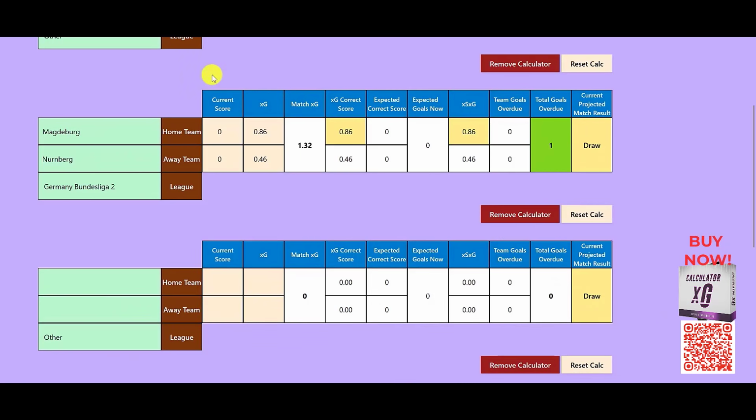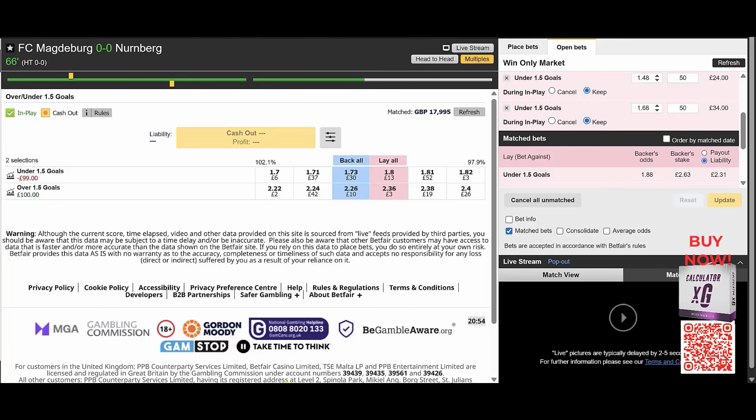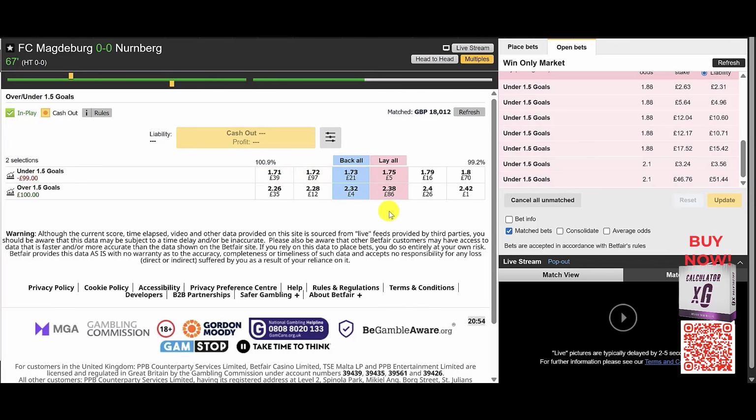So we're in the 65th minute. Just to show you, I've updated the XG a bit. It's still 0-0, but you can see that number is starting to tick up, with possibly Magdeburg showing that they're the more dominant team. But anyway, yeah, it's going in the right direction. It's always something you want to look for. We've got, what, two of our lay orders matched.